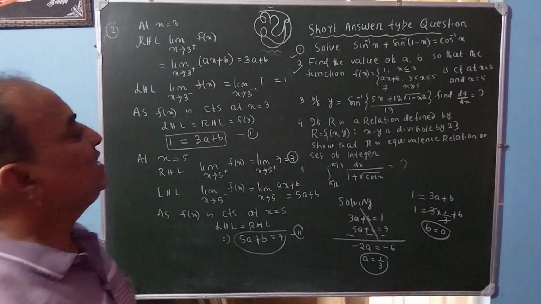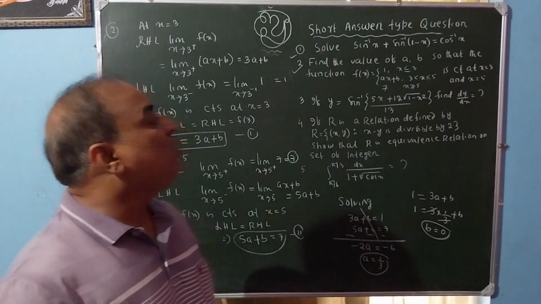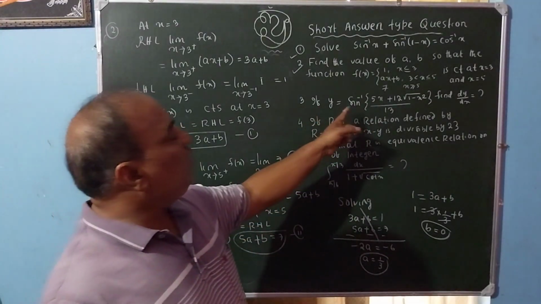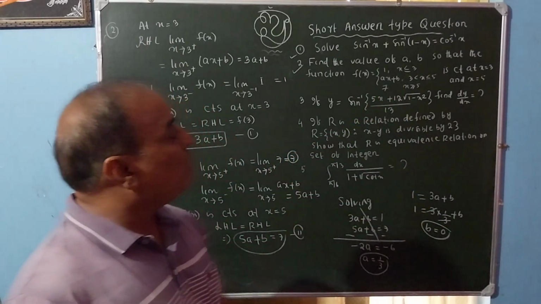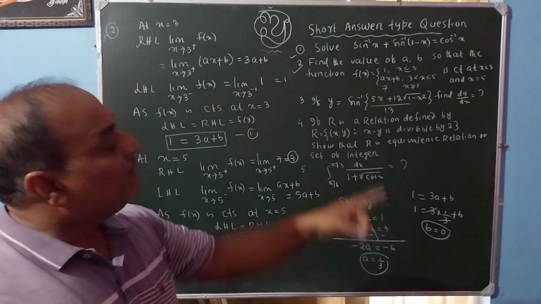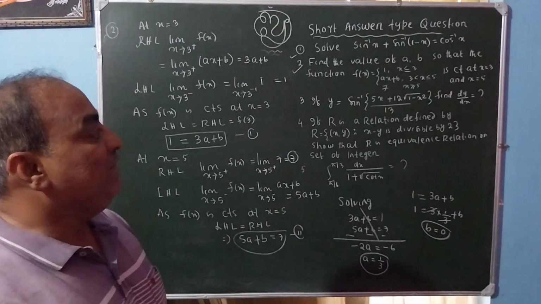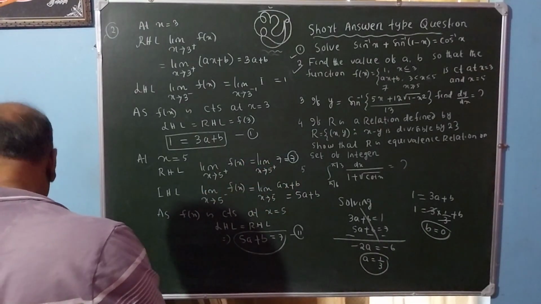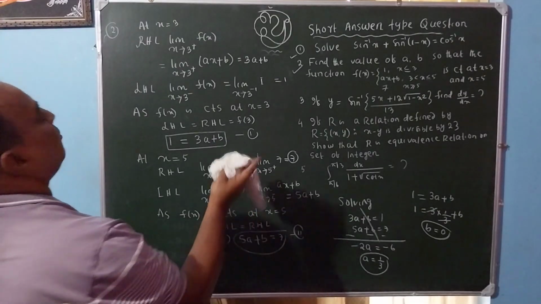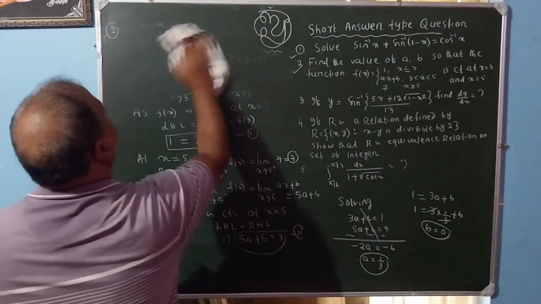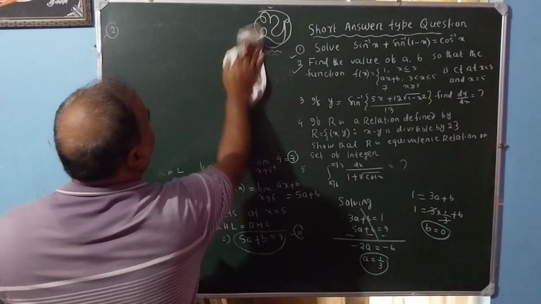Now we are going to discuss one question from derivatives. y is equal to sine inverse of (5x plus 12 square root of 1 minus x square) over 13, find dy/dx. Differentiating on both sides with respect to x. How can you do this problem? Very important problem for your examination. Write down the answer.